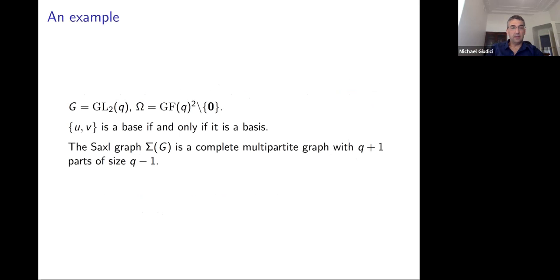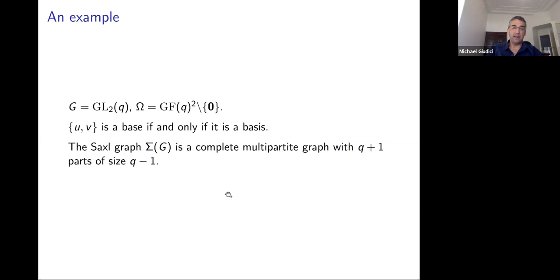The next thing, let's look at a few examples, right? Let's see what graphs we actually get. So let's work through a few different permutation groups. So going back to my first example of a base, if I take GL2Q, I take omega to be all the points in my vector space except the 0 vector. Then again, we see that UV is a base if and only if it's a basis of my vector space. And so what is my Saxl graph? Well, it's going to be the complete multipartite graph with Q plus 1 parts of size Q minus 1.